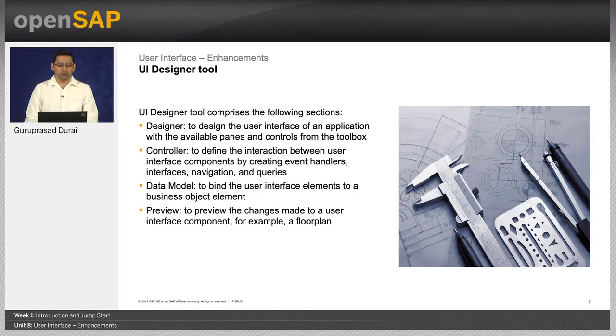The UI tool is composed of the following sections: the designer, controller, data model, and the preview section. Designer is used to design the user interface of an application with the available panes and controls from the toolbox. Controller is used to define the interaction between UI components by creating event handlers, interfaces, navigations, queries. Data model is used to bind the UI fields to the backend business object fields. Preview is used to preview the changes made to a UI component.